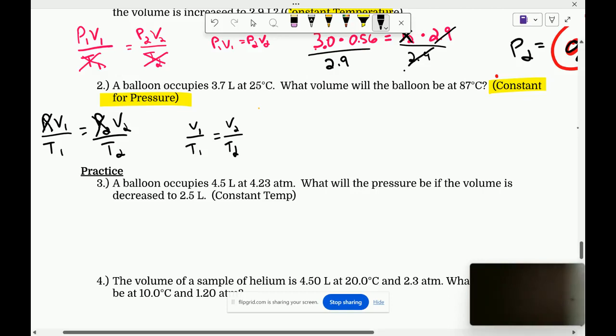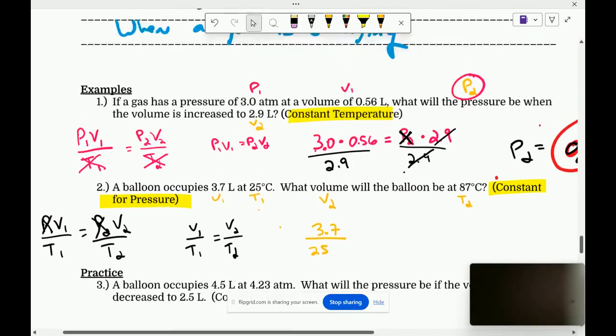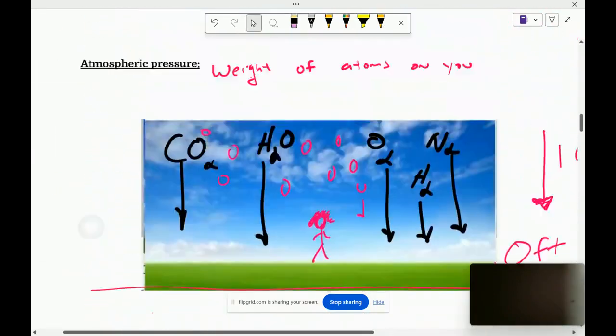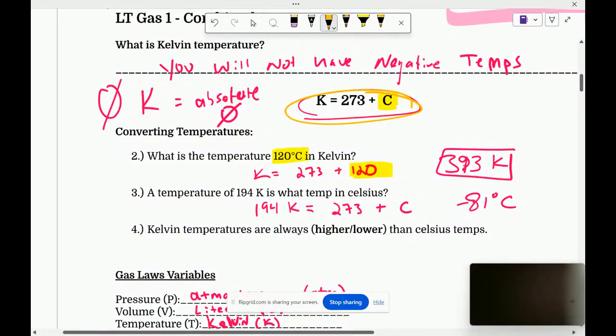Now let's plug in what we want to find. A balloon occupies V1, which is 3.7 liters, at T1. Good so far? What will the volume be, V2, when the balloon is at T2? So V1 is 3.7 over 25. Can I just plug 25 in, or what do we have to do to that 25? Anybody remember? What's the temperature that we like to be in? Not Celsius, what do we like to be in? Kelvin. How do I get into Kelvin? Remember this formula right here? What do I do to get into Kelvin? Just add 273.